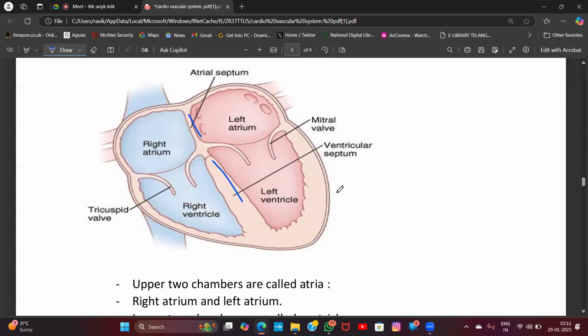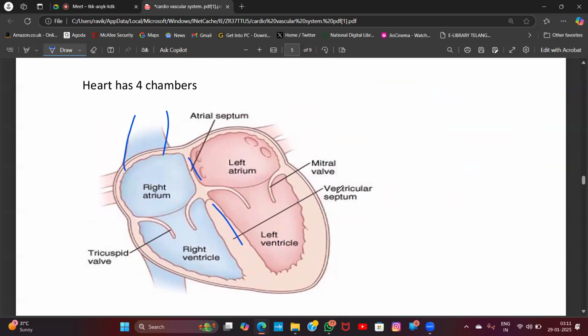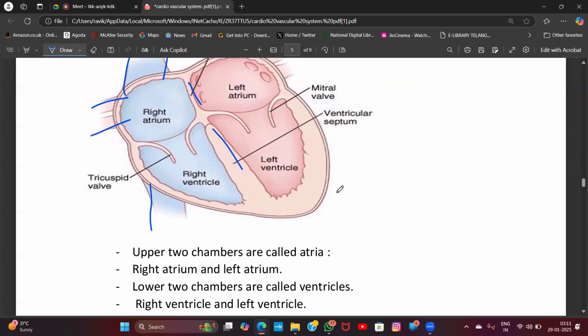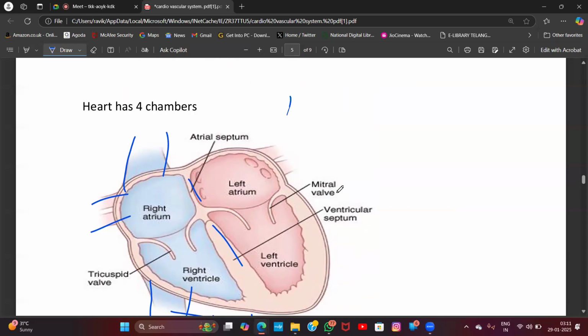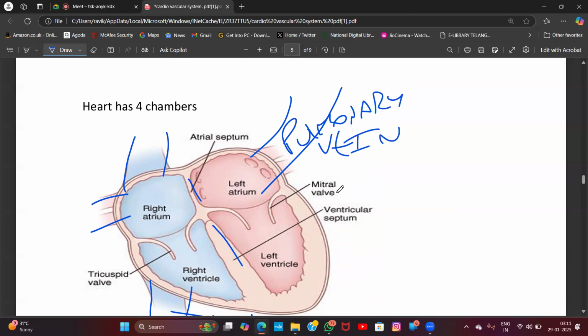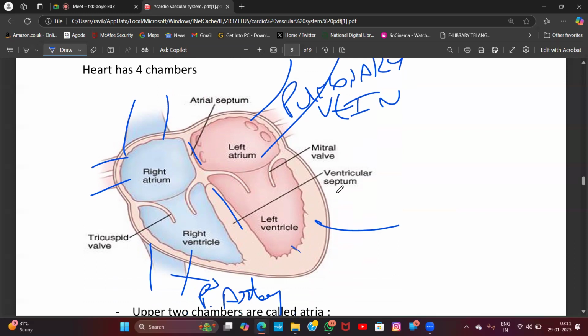The right atrium is connected by the superior and inferior vena cava. The right ventricle is connected by the pulmonary artery. The left atrium is connected by the pulmonary vein. The left ventricle is connected by the largest artery, called the aorta. Heart has four valves.